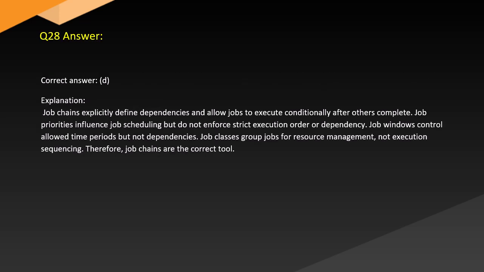Answer. Correct answer: D. Explanation. Job chains explicitly define dependencies and allow jobs to execute conditionally after others complete. Job priorities influence job scheduling but do not enforce strict execution order or dependency. Job windows control allowed time periods but not dependencies. Job classes group jobs for resource management, not execution sequencing. Therefore, job chains are the correct tool.